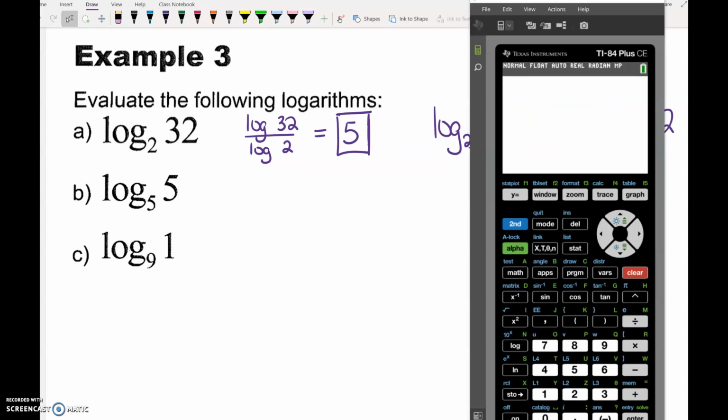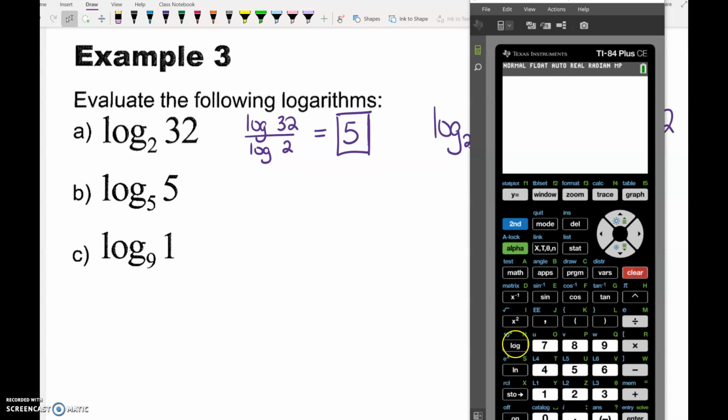I just want to show you what happens if you don't close your parentheses. If I do log 32 divided by log 2 without closing my parentheses, that is not the correct answer. So please, please, please make sure when you are doing change of base, when you're using the log button to evaluate logs, close your parentheses.